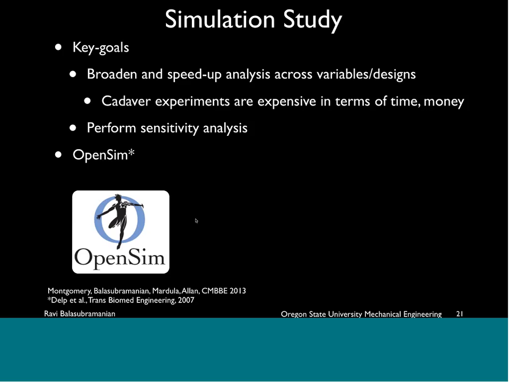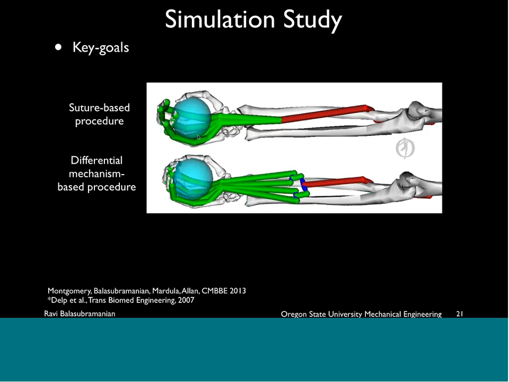Now, another advantage with using a simulation study is that we can perform a sensitivity analysis, of which I will show a couple of results in this talk. And we used OpenSim for our simulation study because of the features available in it, the anatomy that was provided, the biomechanical models, and the large user base. And we really hope to be releasing some of these models for the community to be using in the near future.